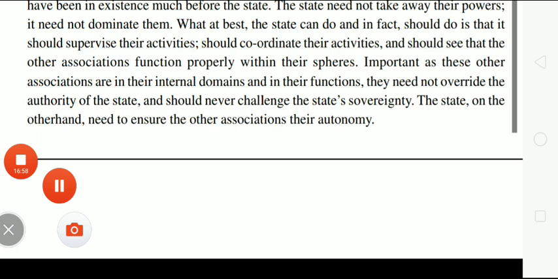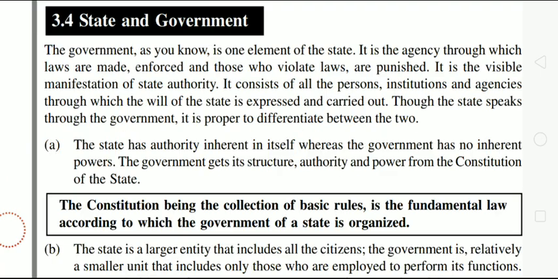3.4 State and Government. The government, as you know, is one element of the state. It is the agency through which laws are made, enforced, and those who violate law are punished. It is the visible manifestation of state authority. It consists of all the persons, institutions, and agencies through which the will of the state is expressed and carried out. Though the state speaks through the government, it is proper to differentiate between the two.